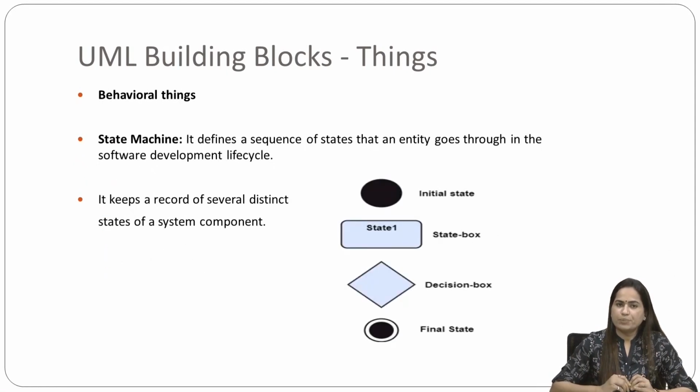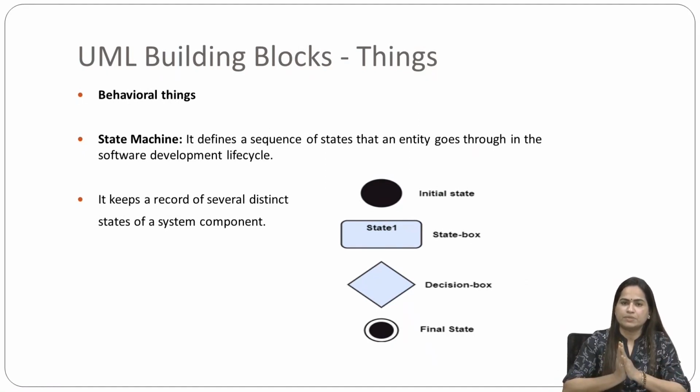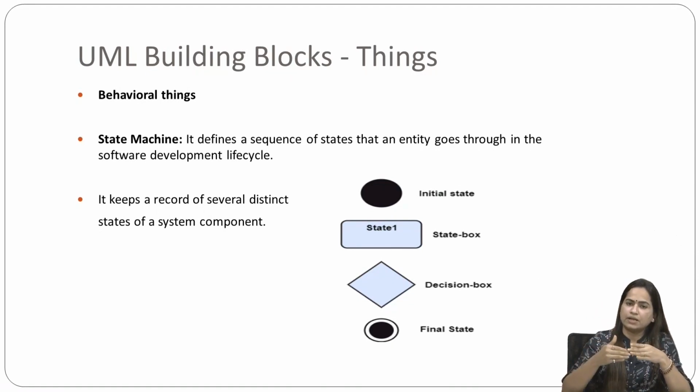After that we have behavioral things. First thing we have is state machine. It defines a sequence of states that an entity goes through in the software development lifecycle. It keeps a record of several distinct states of a system component, from the initial state to different states. From there it may have another one, and at the end it will have a final state.